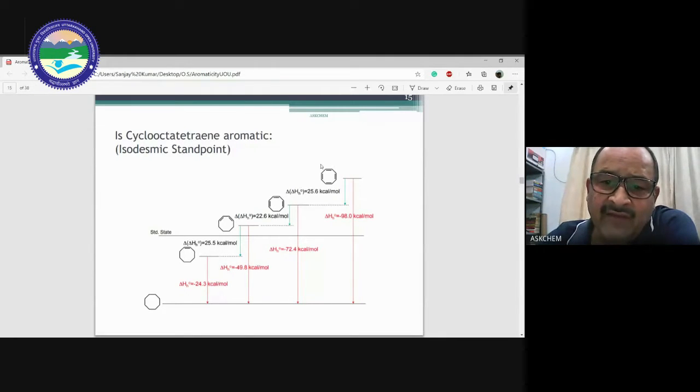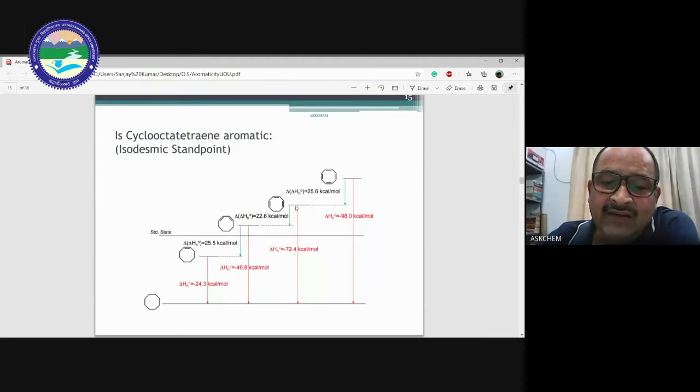But when it becomes cyclooctatetraene, it's completely conjugated. So in the case of benzene, when it's completely conjugated, then its energy came down. But in the case of cyclooctatetraene, its energy is 98 kilocalories per mole.